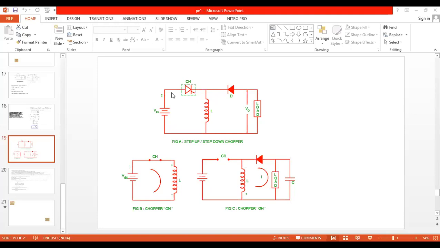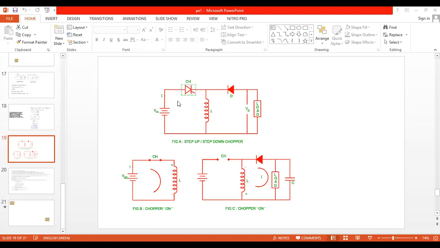When the chopper is on, what explanation are we supposed to see? The direction of the current starts from V plus to chopper to the inductor. The current cannot flow through the diode, because the current would be entering which terminal of the diode? The cathode terminal. If the current enters the cathode terminal, the diode is turned off and it will be open. Therefore, 100% of the current flows through this particular loop only.